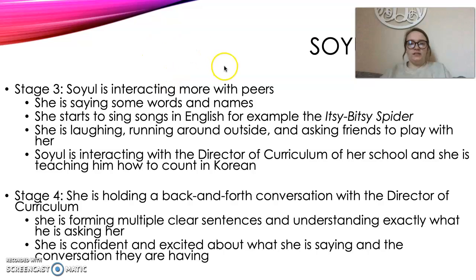So then in stage 3 that they show in the video, Soyo is interacting more with her peers. She's saying more words and names. They show a part in the video where she actually is calling some of her peers by name. She starts to sing some of the songs in English. For example, Itsy Bitsy Spider, she was on the teeter-totter thing or something on the playground with one of her peers, and she was singing that as they were playing on that.